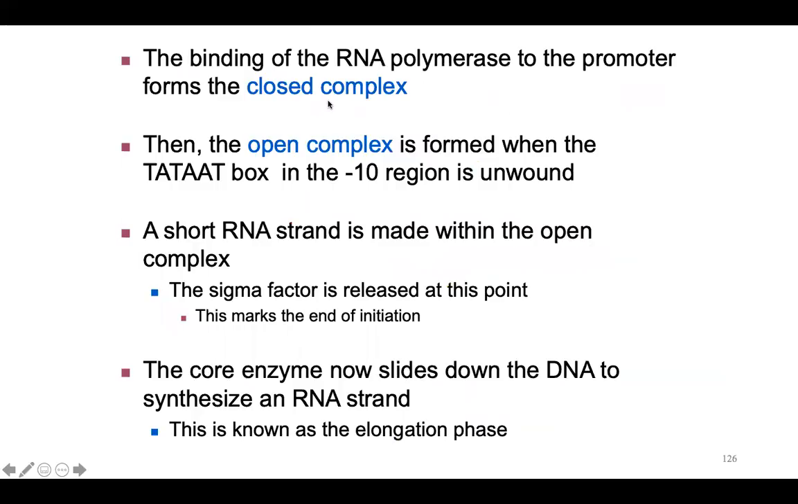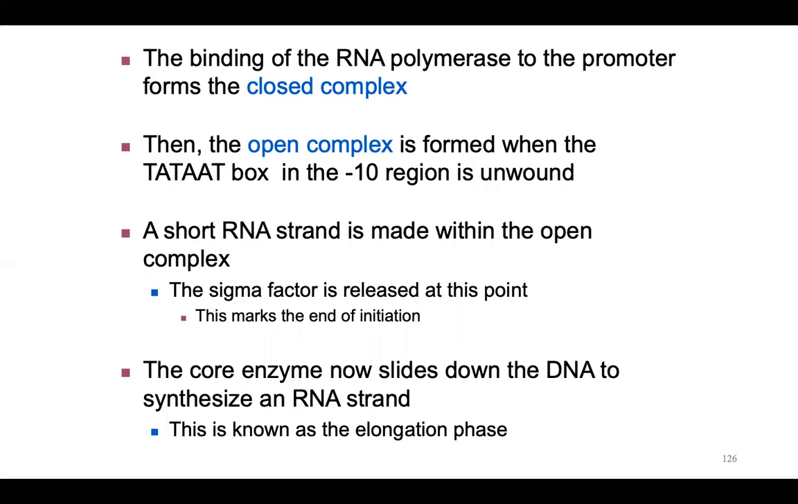The binding of the RNA polymerase to the promoter forms the closed complex. Then the open complex is formed when the TATA box in the negative 10 region is unwound. Again, the other name for the negative 10 region is the Pribnow box. A short RNA strand is made with the open complex, and the sigma factor is released at this point, which marks the end of initiation. The core enzyme now slides down the DNA to synthesize an RNA strand, and this is known as the elongation phase.